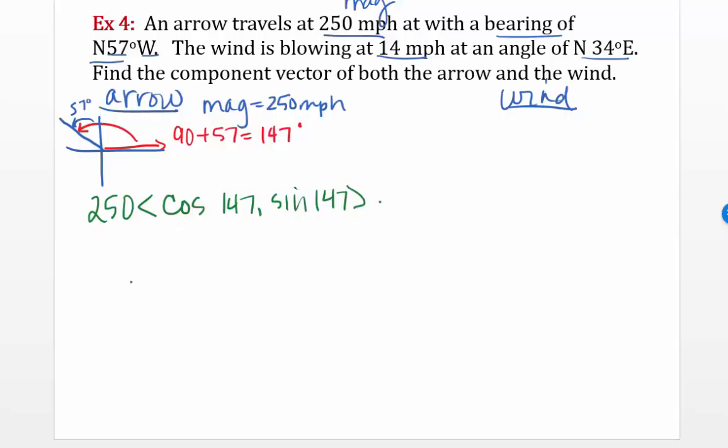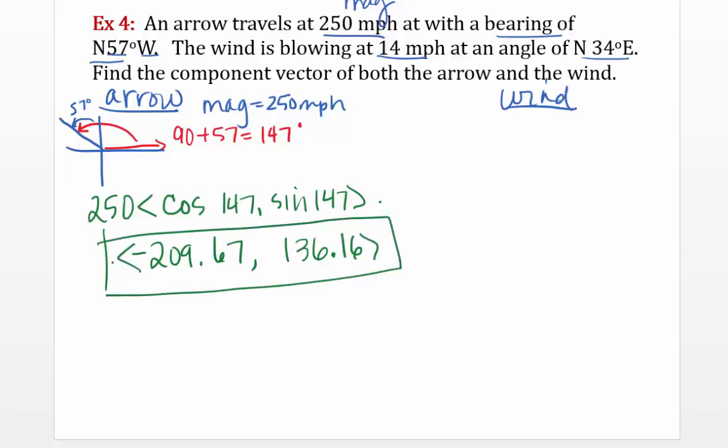250 times the cosine of 147, negative 209.67, round to 2 decimals, and then 136.16. Okay. Again, doesn't this make sense for the arrow? It's up in quadrant 2 and your x's are negative and your y's are positive, so that makes some sense.